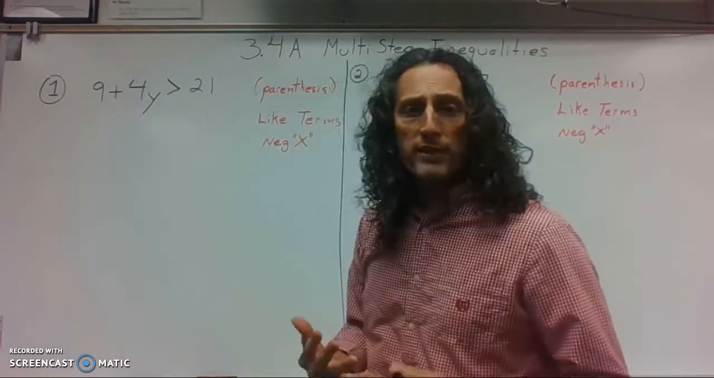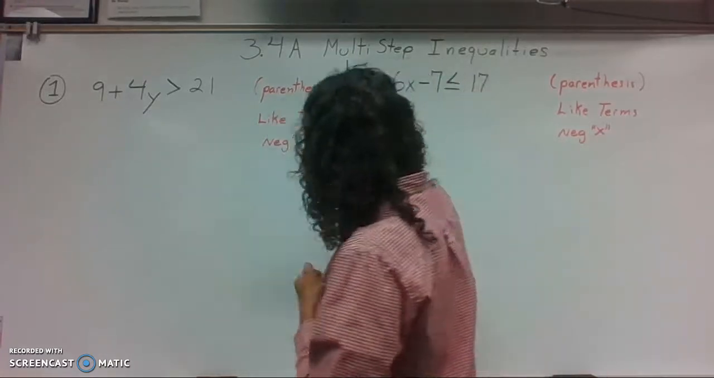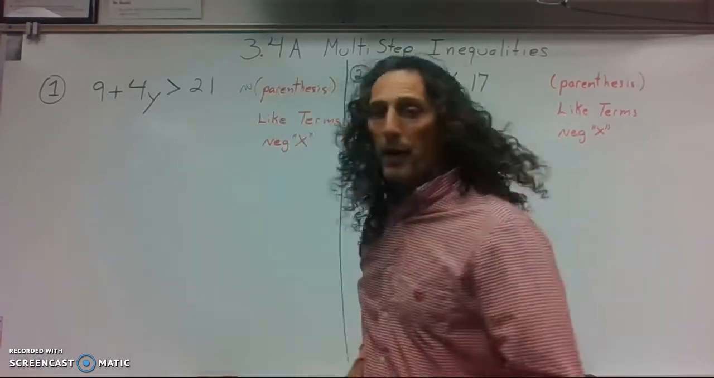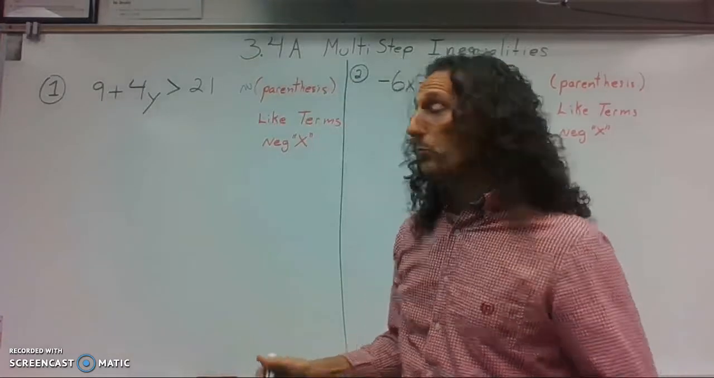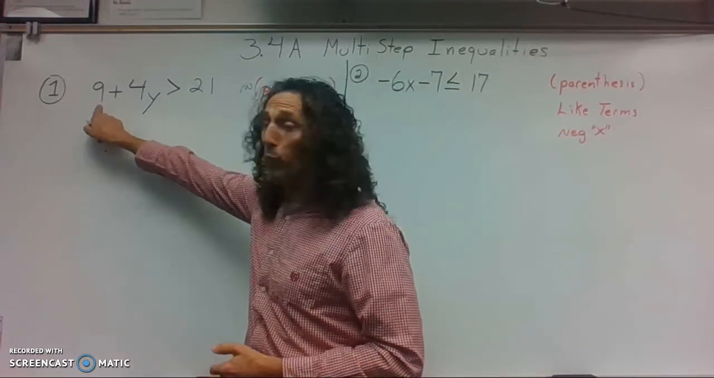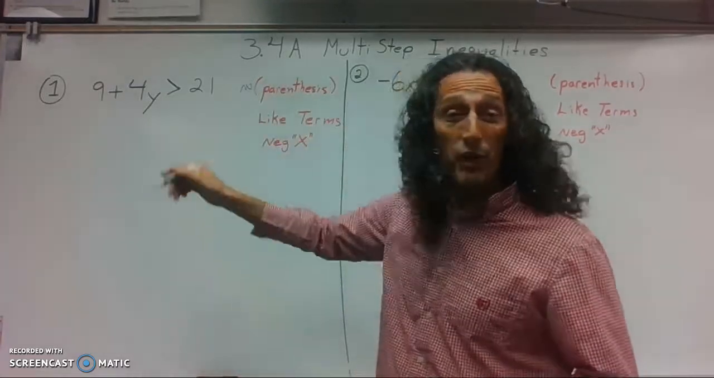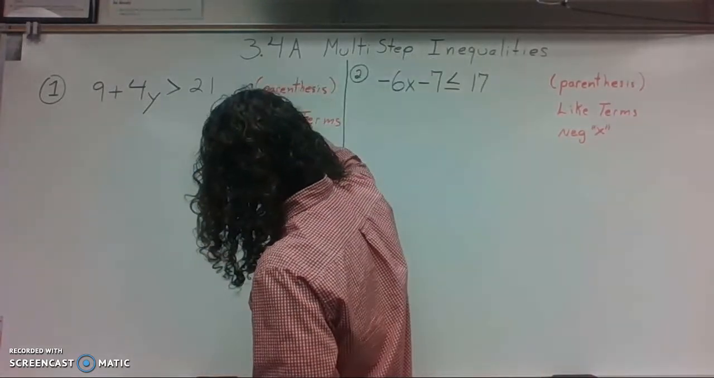So again, first step, I'm going to look for parentheses. Hey, I don't have any. Nice. So there are no parentheses. Now I'm going to look for like terms, right? So I'm looking for more than one letter y. There's none there. Or I'm looking for more than one plain number on the same side. If I don't have those, guess what? I've got no like terms.